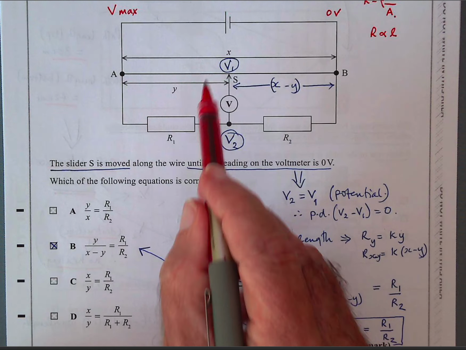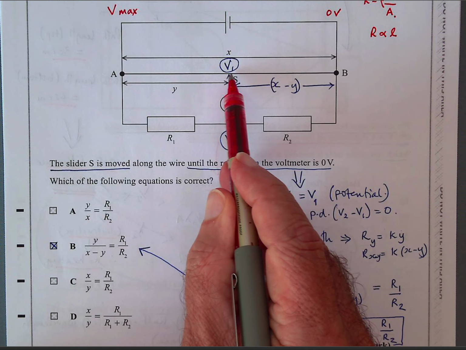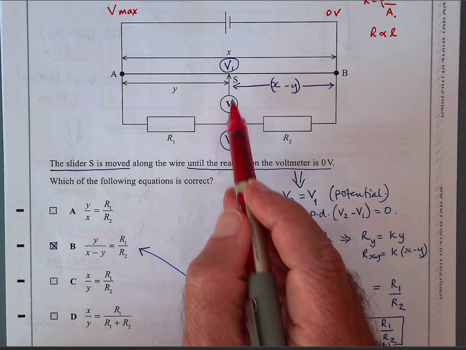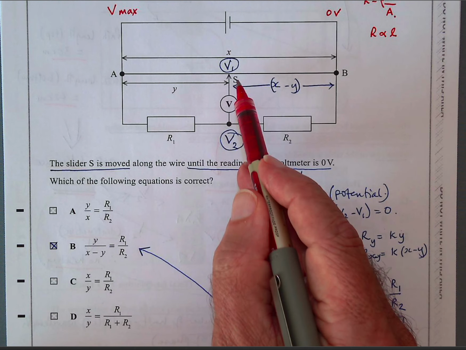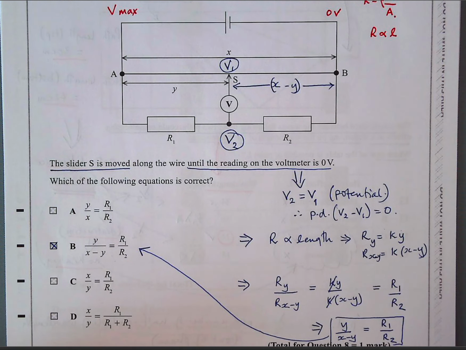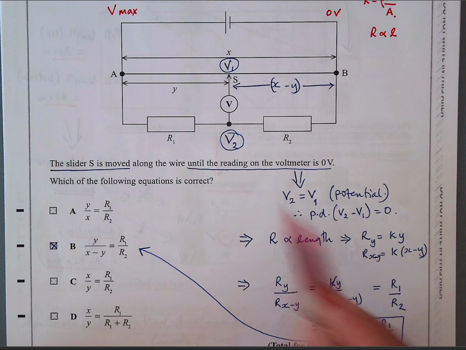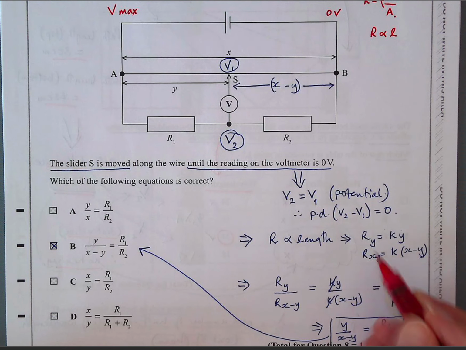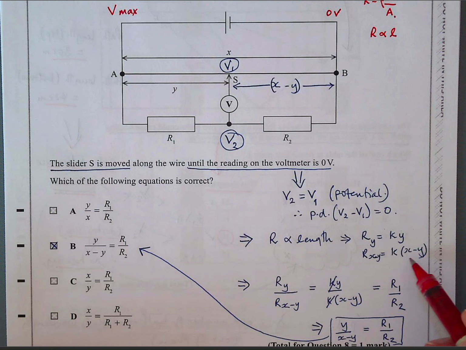So that's what we're doing. I want to see when does the length here that they put the slider at create a voltage or potential at that point which is equal to the potential between the two resistors. So it's a ratio of resistances. We know that the resistance on the top is proportional to the length. So R of Y, the resistance of length Y, is equal to K times Y, and the resistance of X minus Y is K times X minus Y, where K is the combination of the resistivity and the cross-sectional area.